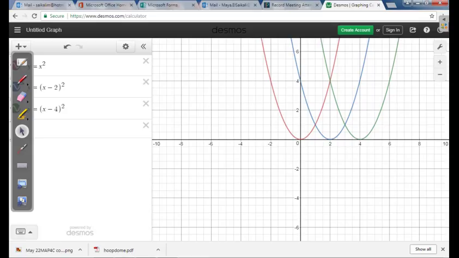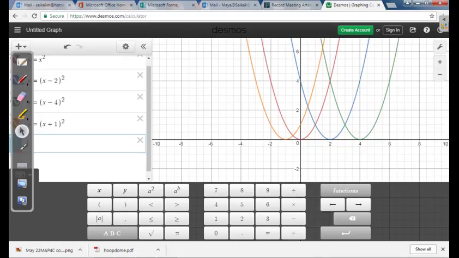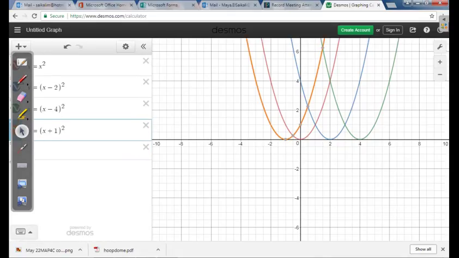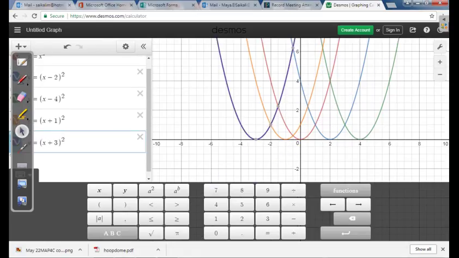x plus 1 squared. Okay, so you see that your vertex is negative 1, 0. And what's the fourth equation? Plus 3. And it moves 3 units to the left, and the vertex is negative 3, 0.